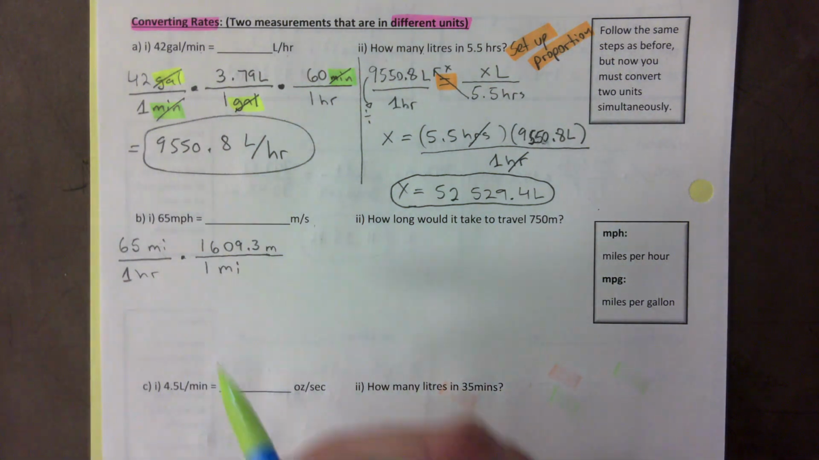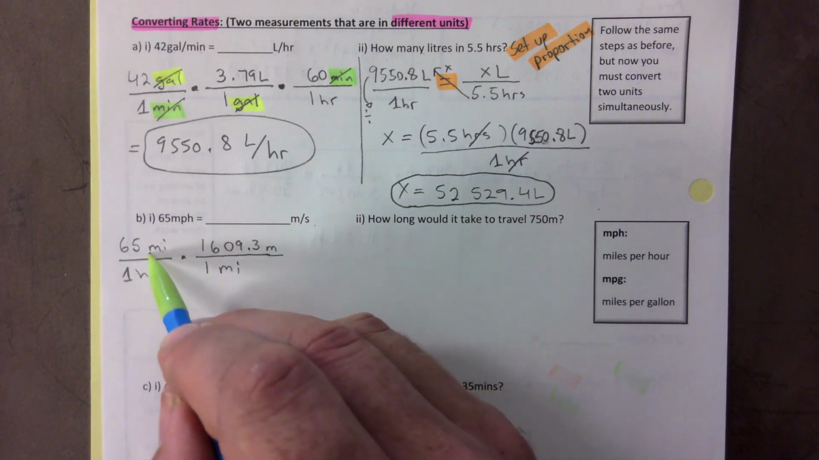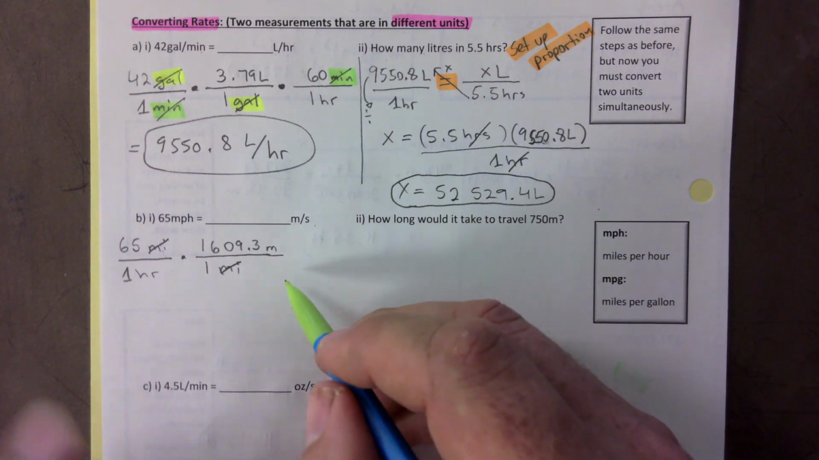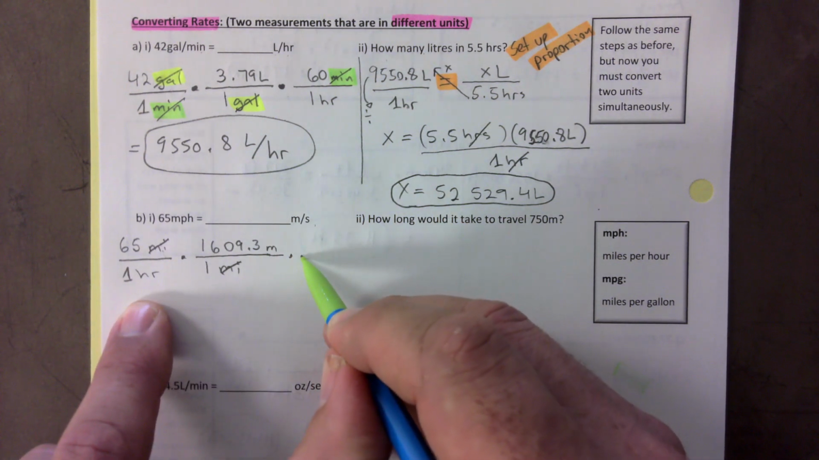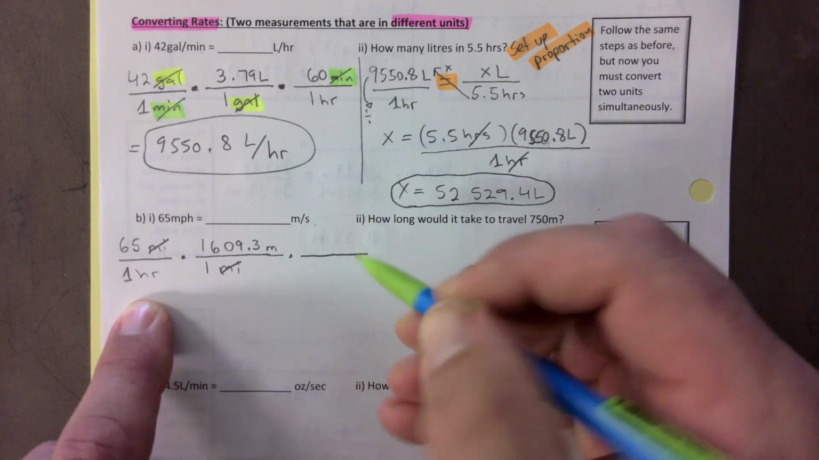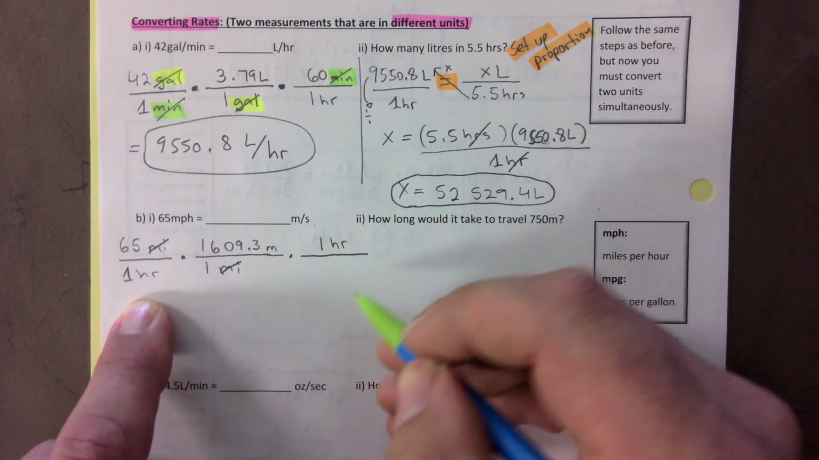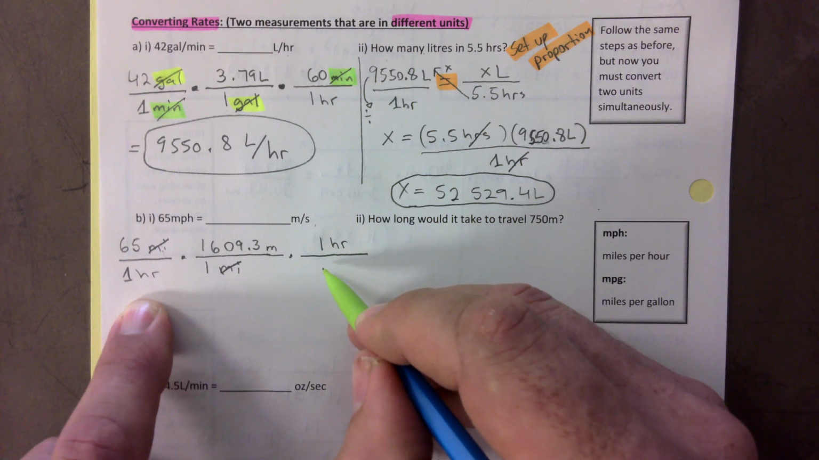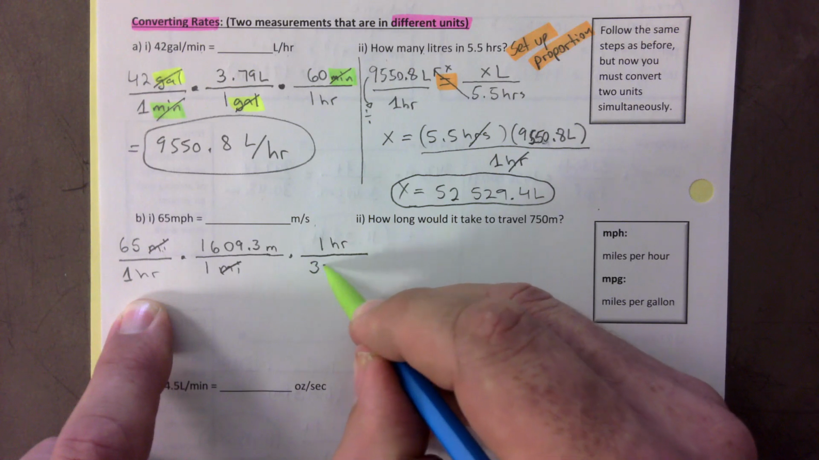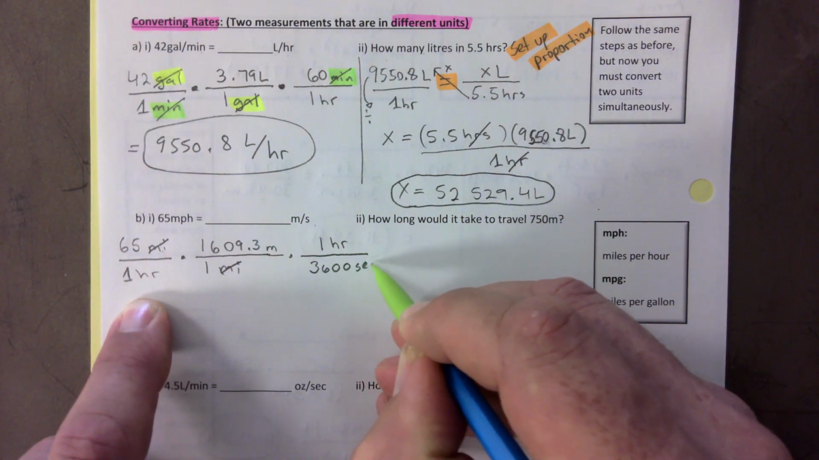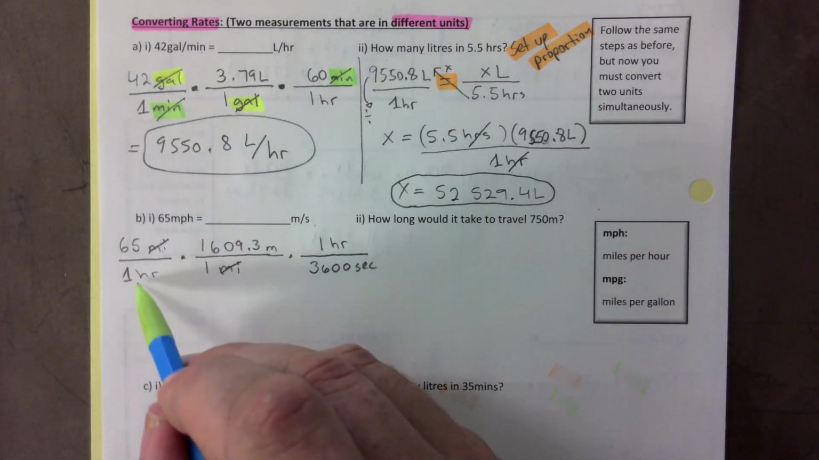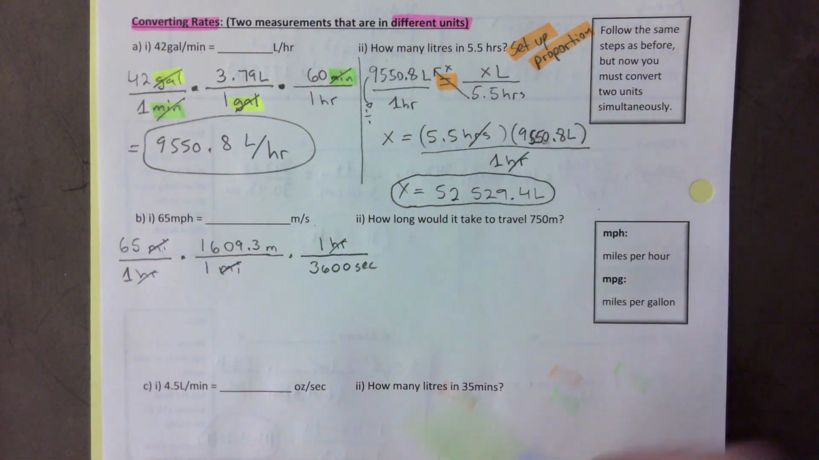Thank you. So miles and miles go. I have my meters here. So that's good. And then hours to seconds. 1 hour has how many seconds? 3,600, right? 60 minutes times 60 seconds. If you need that on your study sheet, just go ahead and do it, because it just speeds things up and it doesn't take up that much space. So I'm going to cancel hours and hours.